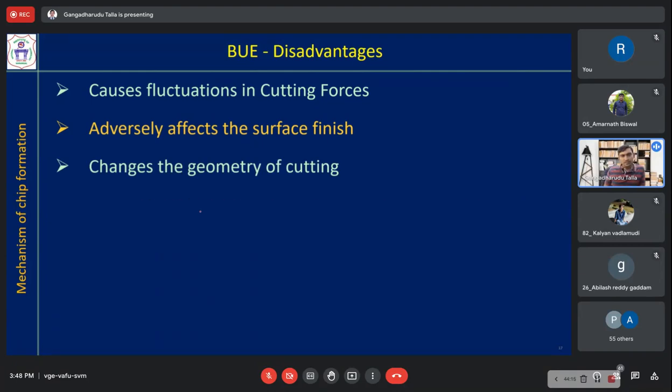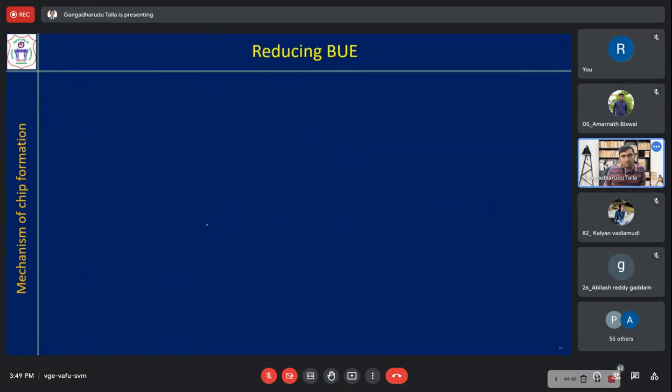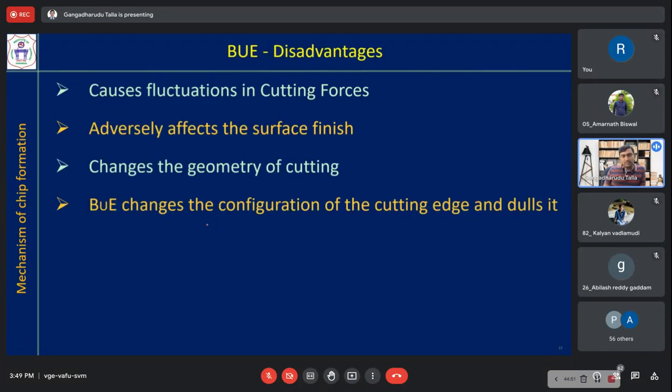Now, it changes the geometry of the cutting tool. You have understood that the rake angle is changing. And the cutting edge may not be sharp also. Initially the cutting edge is sharp. Once the built-up edge is formed, some kind of curvature comes on the cutting edge, so it is changing the geometry of the cutting tool. The built-up edge changes the configuration of the cutting edge and dulls it. This is the other point. Geometry means we are talking about the rake angle, etc. So those are the main disadvantages of built-up edge.